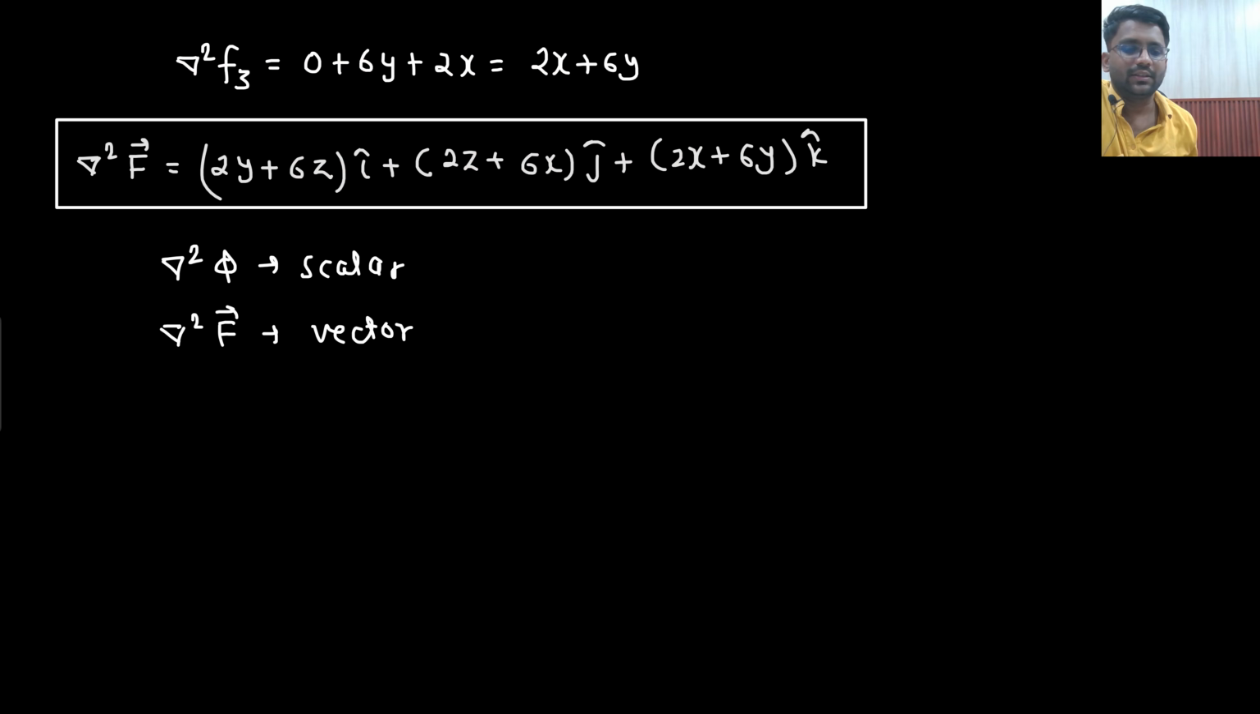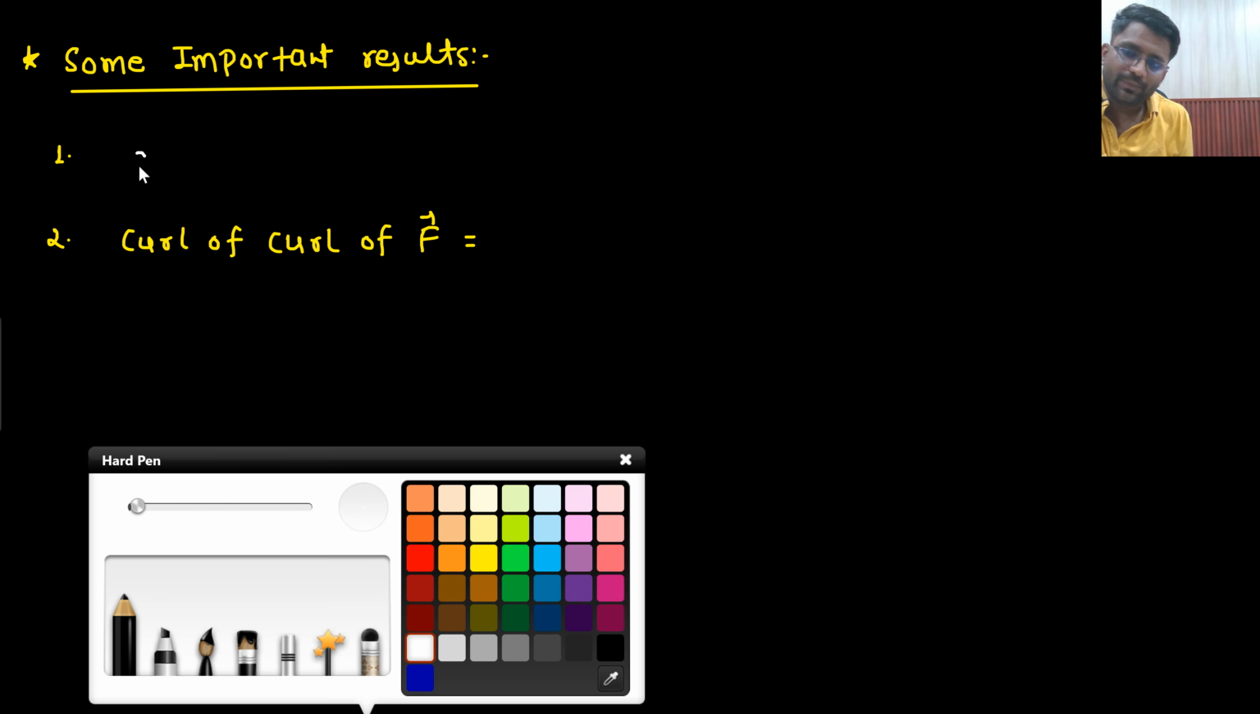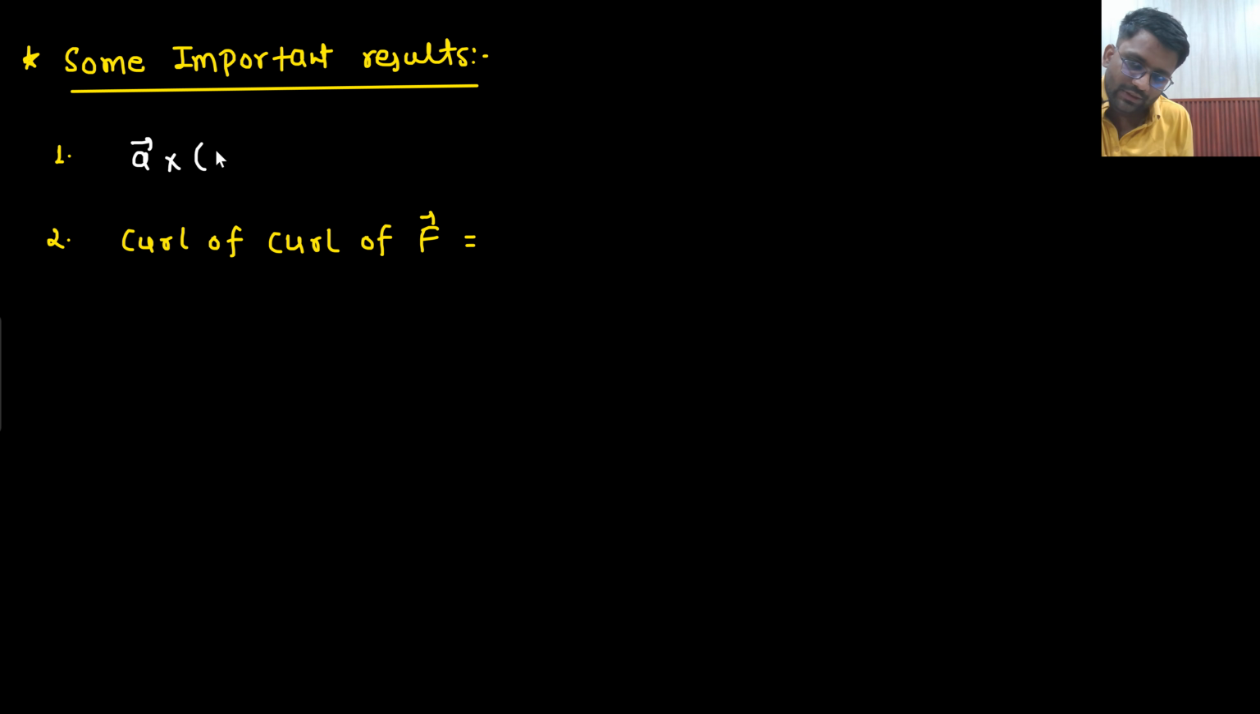Completely clear. Next, a very important identity we need to see. Do you remember A cross B cross C? In your class 11, 12th, you might have studied A cross B cross C. What was the result of A cross B cross C? How did you used to remember? That, sir, A and C are far away. So first A and C will meet.